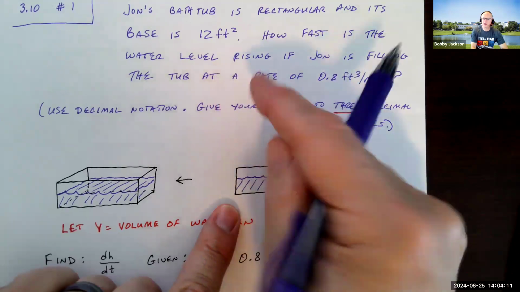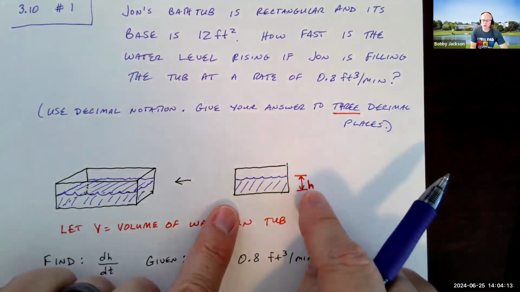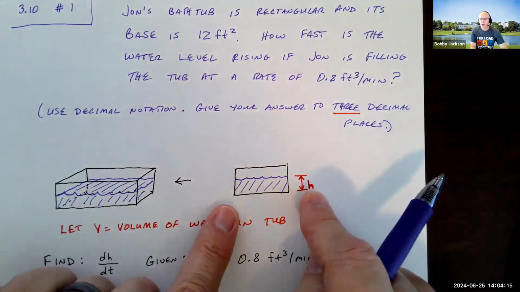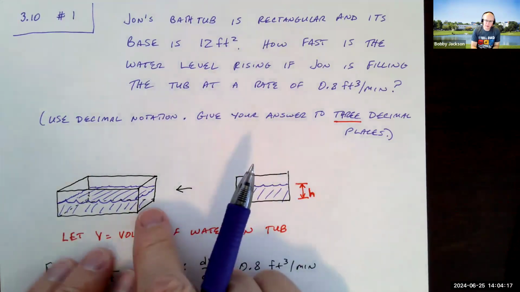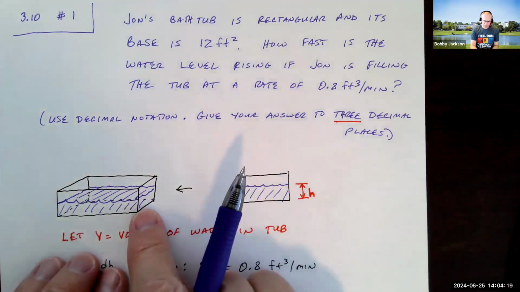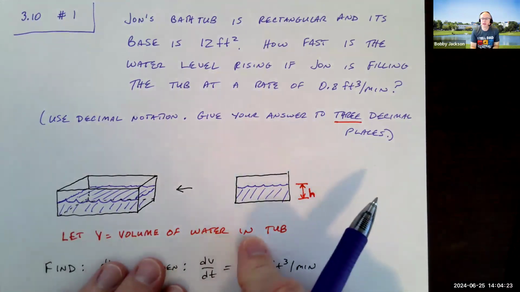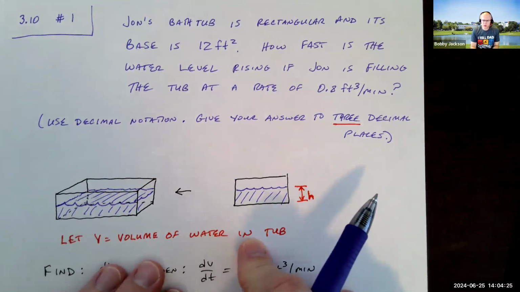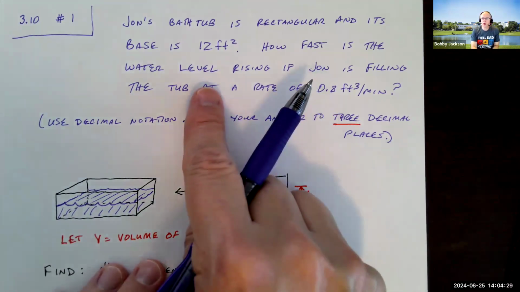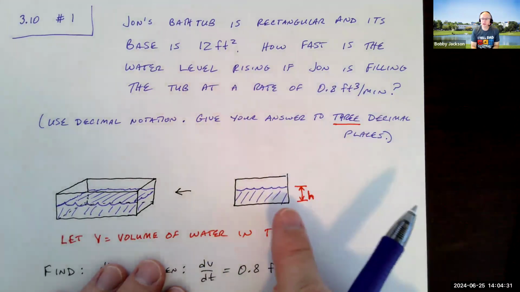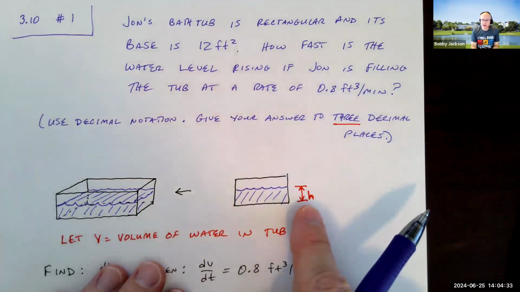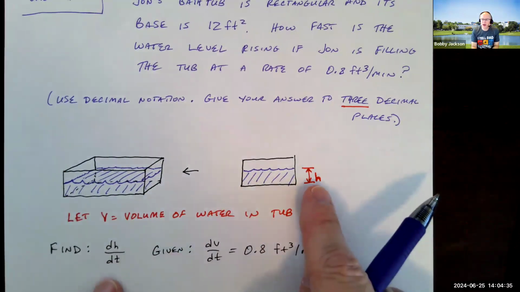So I need to have a variable for that water level. That's H. The other variable we have is, of course, the amount of water in the bathtub. So I'm going to let V be the volume of water in the tub. So what are we finding in this related rates problem? We're finding the rate that the water level is changing, which is dH/dt, the rate of change of the height with respect to time. We're looking for that derivative.